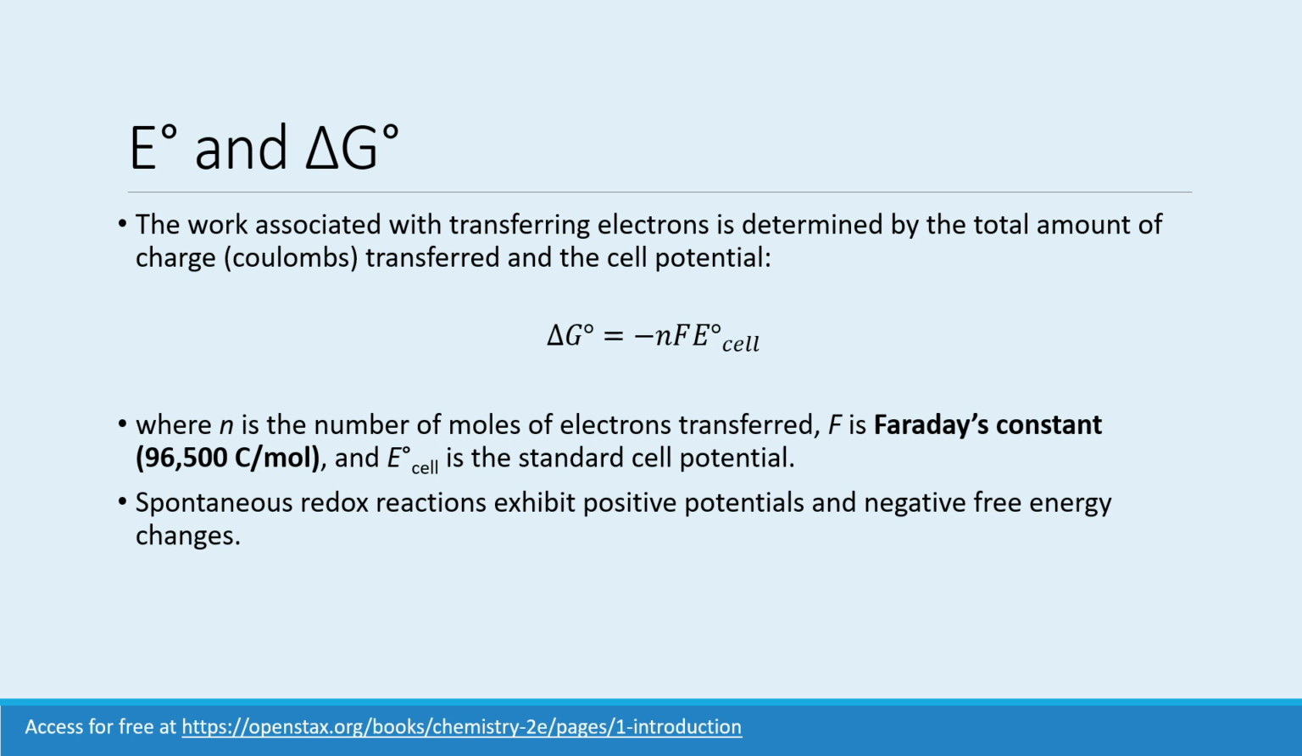So from the past, we've learned that spontaneous reactions are represented by a negative delta G value, and we also know that spontaneous reactions are represented by positive standard cell potentials. And so we can see that relation, right, with that negative sign between having a positive cell potential here, and then that would give you a negative delta G value.